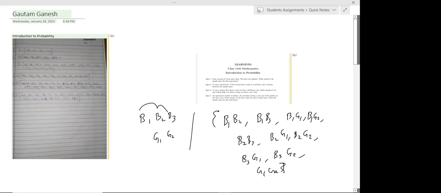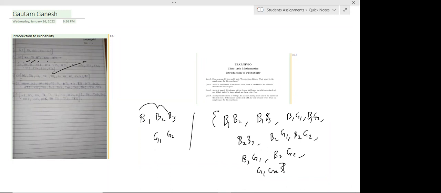The second question says, a coin is tossed twice. If the second throw results in a tail, then a die is thrown. Describe the sample space. Alright, so we don't care about the first throw. So the first throw is heads or tails. If it is head and tail, the second throw, then a die is thrown: T2, HT3, HT4, HT5, right? Absolutely. The second question is absolutely right.